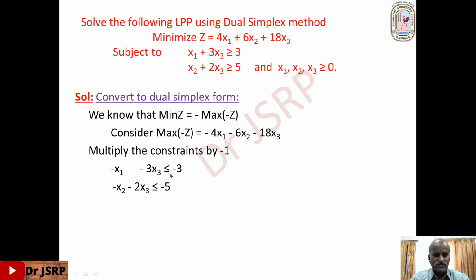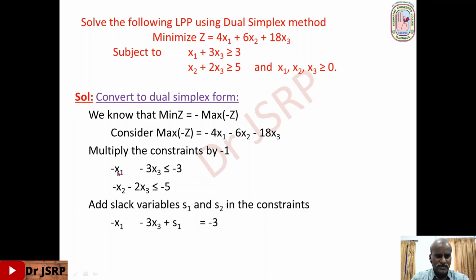So this is dual simplex form. Right, now convert inequalities to equalities. Both are less than or equal type, add slack variables s1 and s2. So first constraint minus x1 minus 3x3 plus s1 equal to minus 3. Second constraint minus x2 minus 2x3 plus s2 equal to minus 5. Write in the matrix form as usual, AX equal to b.